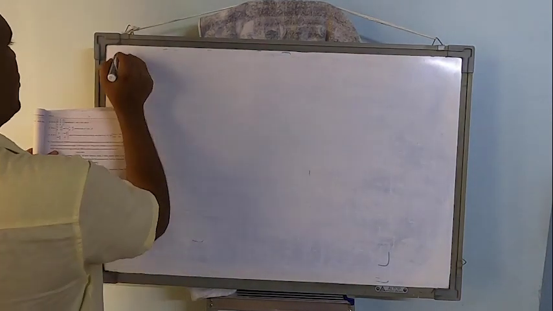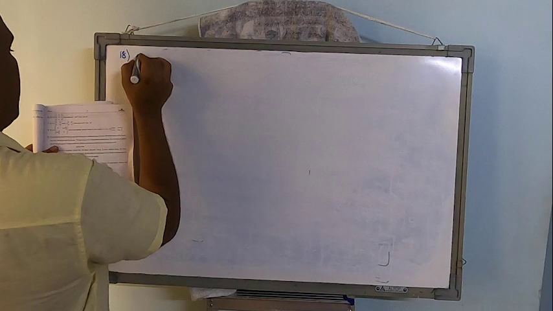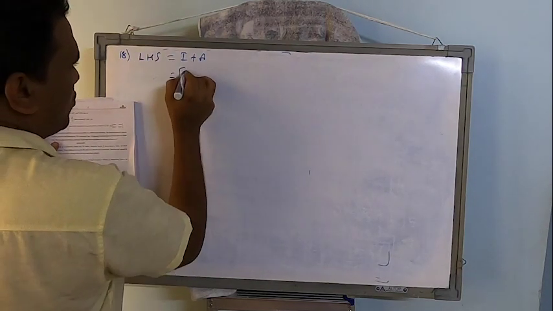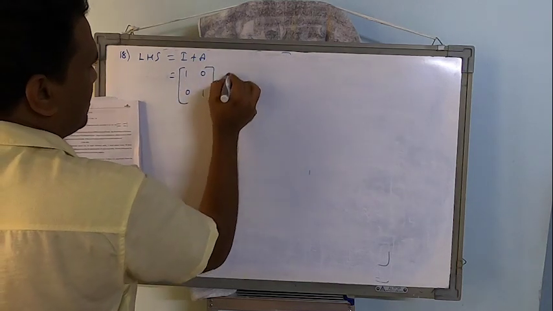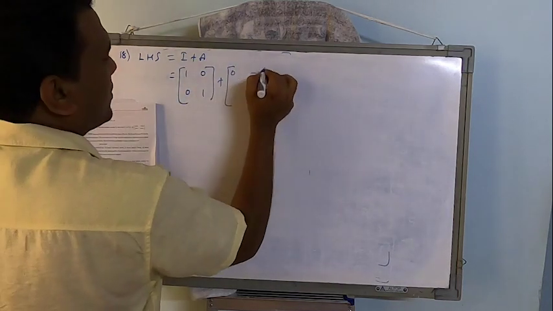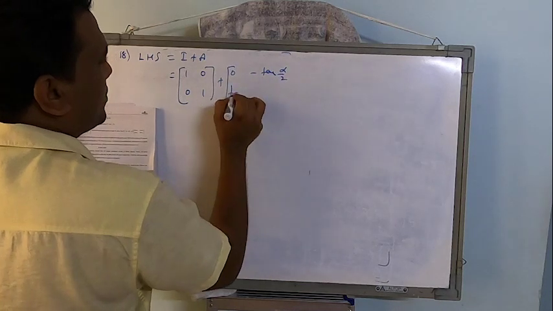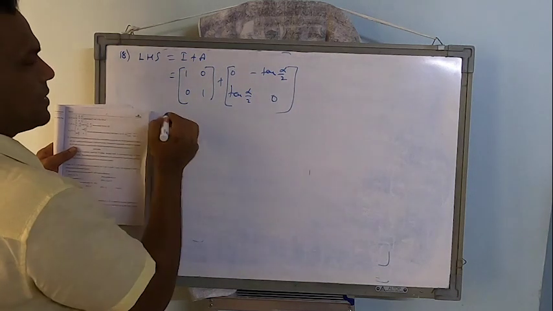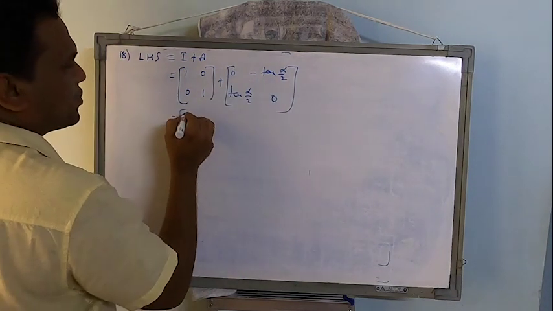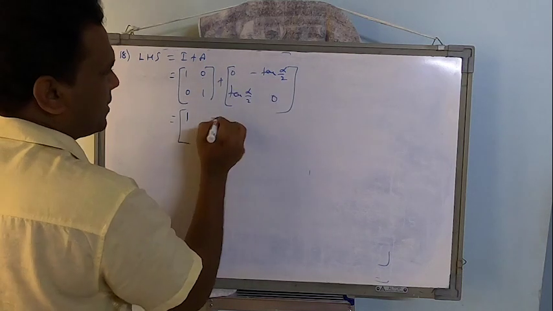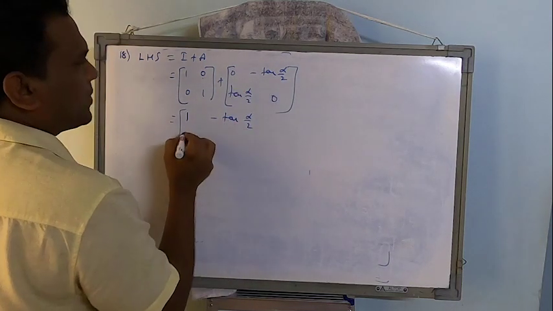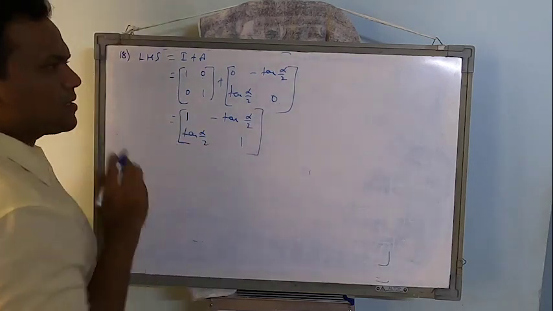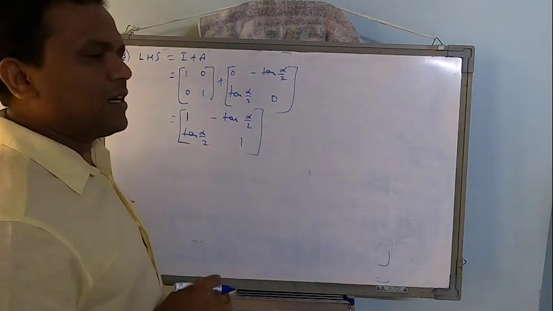First thing, I'm going to find the LHS. LHS is I plus A. So I, 1, 0, 0, 1, plus matrix A, which is given there: 0, minus tan alpha by 2, tan alpha by 2, and 0. Correct now? Right. Now this is addition, so let's add up these two. This should be 1, and on adding, minus tan alpha by 2. So this is going to be tan alpha by 2. The last element is going to be 1. This is the value of the left hand side. That's finished. Nothing to do with the left hand side.